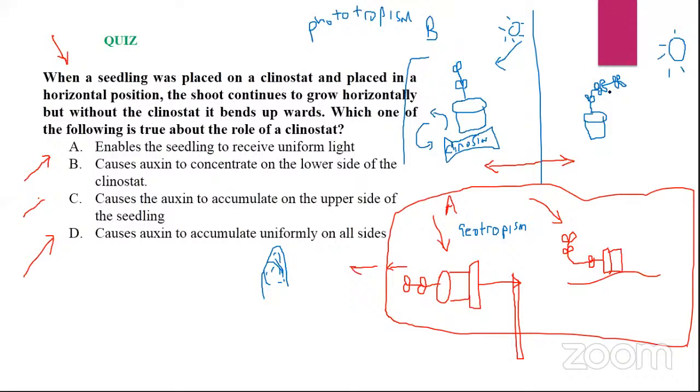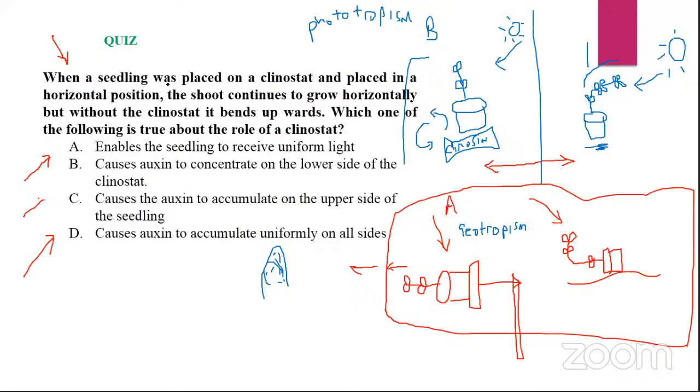Now, for the case in this other box, you find that light is only coming from one direction and hitting only one side of the plant. This dark side is going to begin growing more, and then the plant bends towards the light. Okay. Now, check this question.